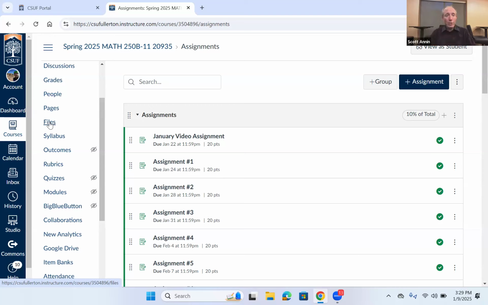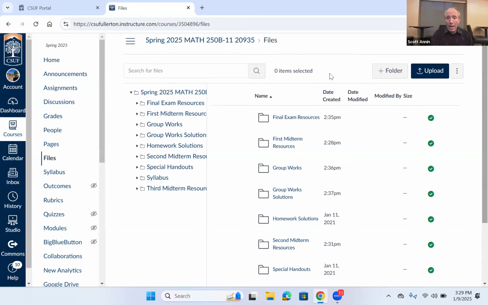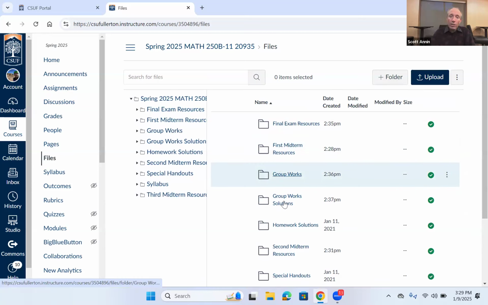The main part of the Canvas page that you'll want to consult at various times is the Files section. In the Files section, I have a number of folders. I have a resources folder for each of our exams. I also have a group work folder along with a different folder that has the solutions to those group works. From time to time, we're going to try to do group work in class so that you'll be able to collaborate and actively participate in learning the material with your peers. So I do have those handouts here, and I'll talk more about the group works as we get a little bit further into the semester.